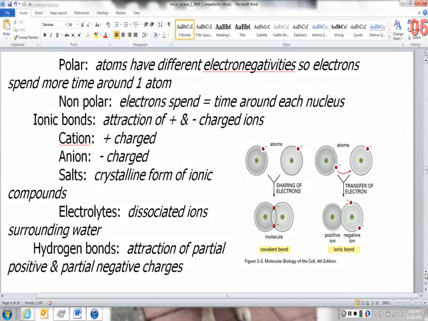The cation is the positive charged ion, while the anion is the negative charged ion. Together they will form salts, or a crystalline form of the compound in the solid state. When they are dissociated in water, they are known as electrolytes. Hydrogen bonds are the result of attraction between the partial positive and partial negative charges.